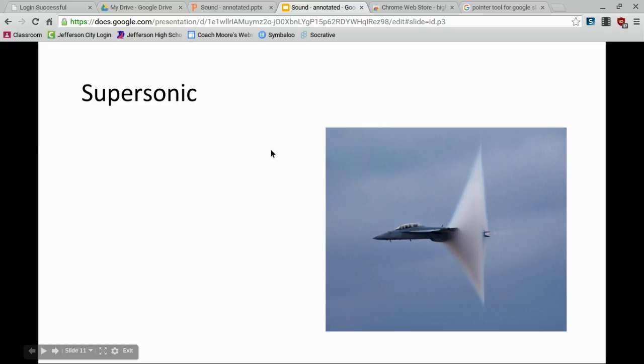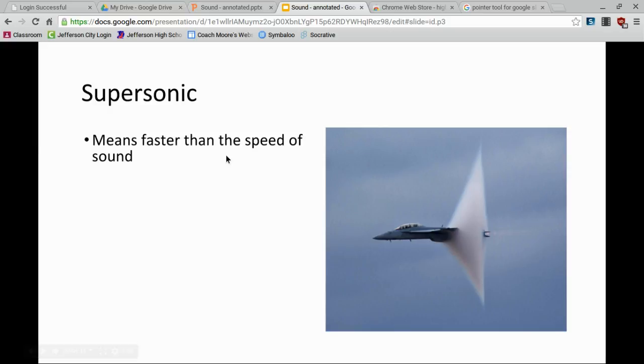All right, so what is supersonic? Don't get supersonic and ultrasonic confused. Ultrasonic just is talking about the frequency. Supersonic is actually talking about the speed. So a supersonic object is traveling faster than the speed of sound. So sound cannot be supersonic. Okay, sound can't travel faster than sound.